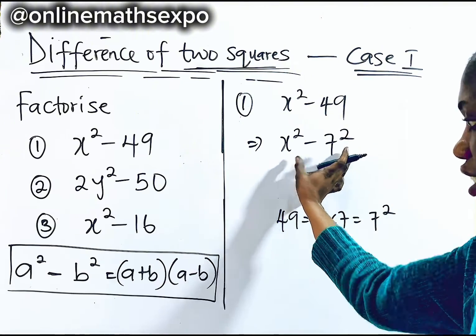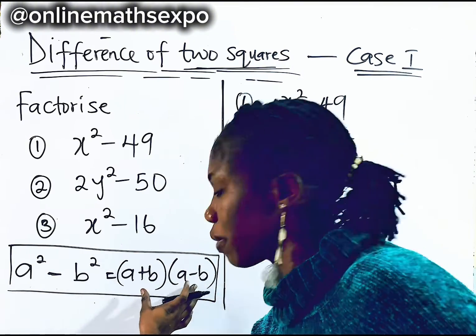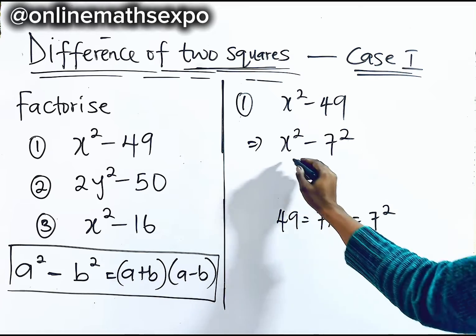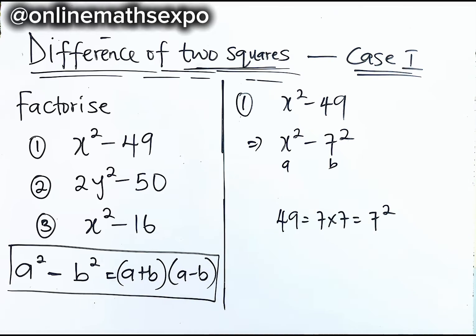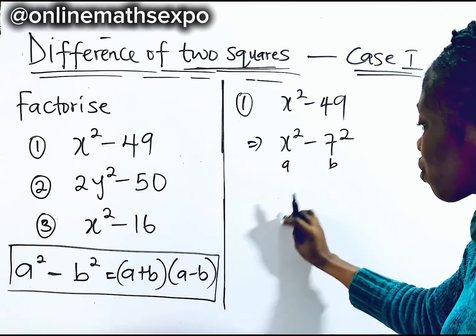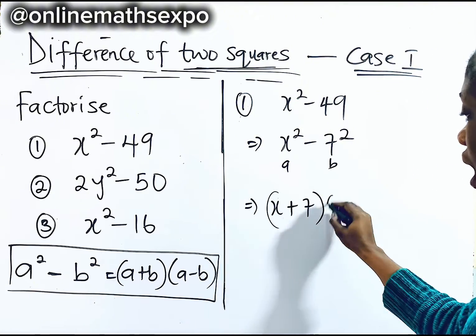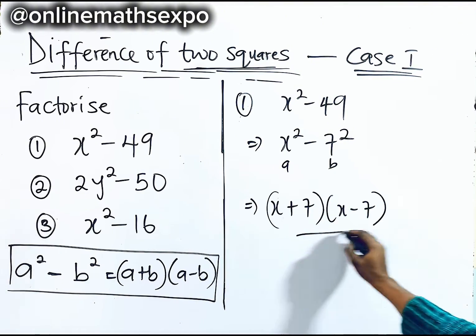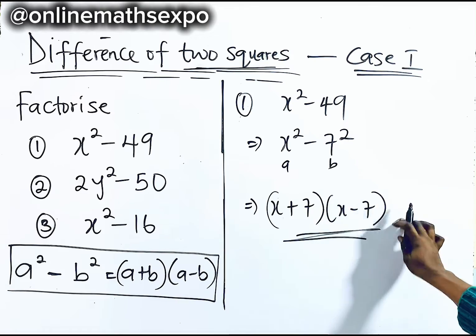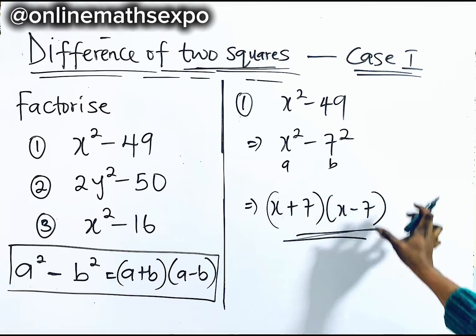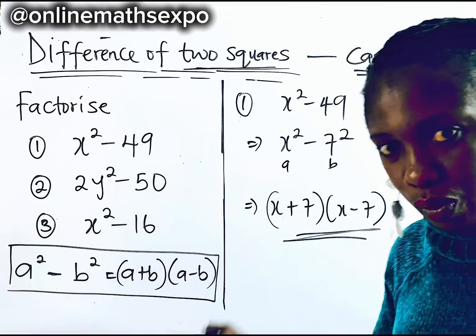Did you see? It has now come to this form, so you can apply this. Did you see that? So this is our A and this is B. Applying difference of two squares is going to give us x plus 7 and x minus 7. This is your answer. Please don't put an equal sign to solve completely, because this is an expression.